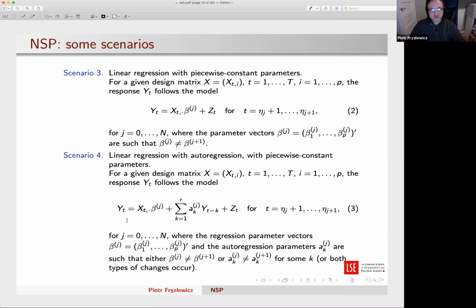So my Y_t, my response, can depend on lagged versions of itself. So I have this autoregressive term here, which covers situations in which the data have autocorrelation. And I will show you an example at the end where this happens. So it's very generic, and in addition to this, Z can be very general in terms of distribution. So it's a pretty generic framework.